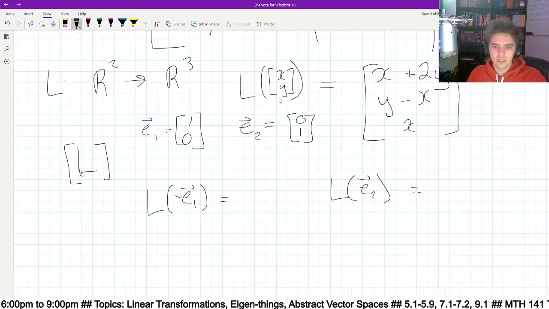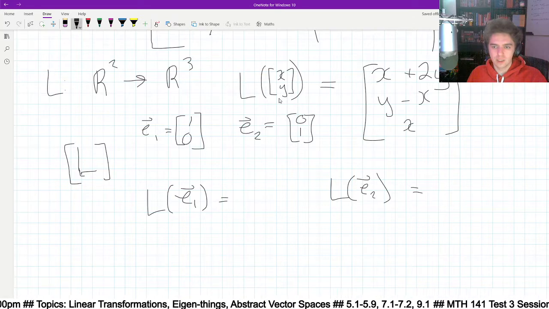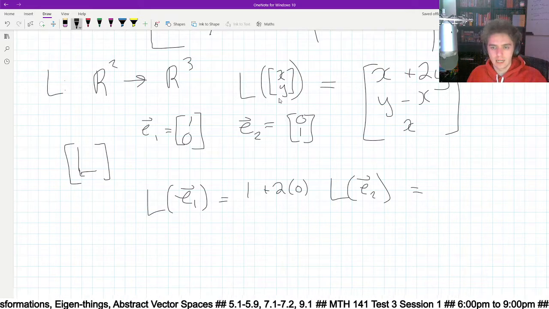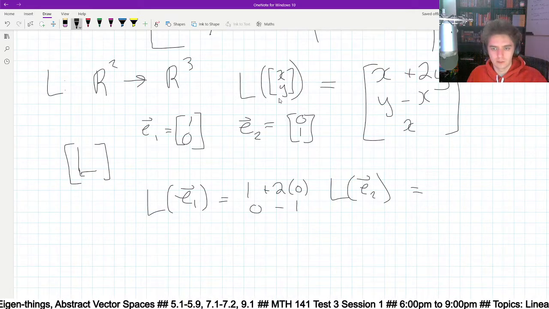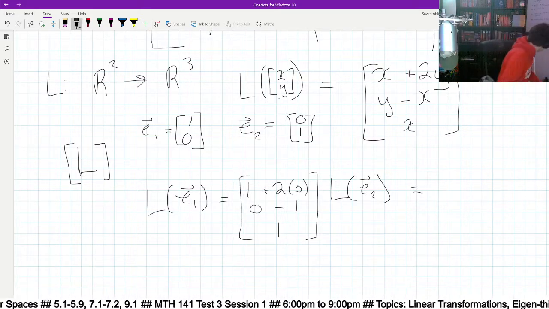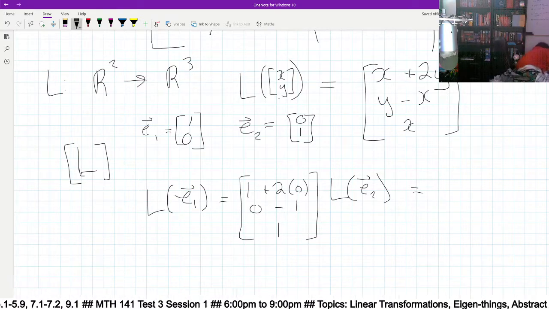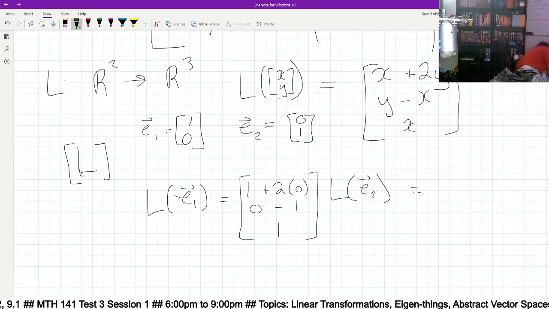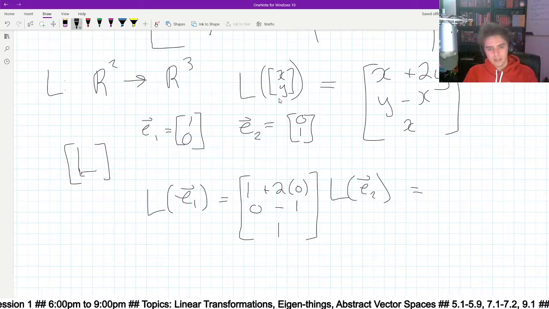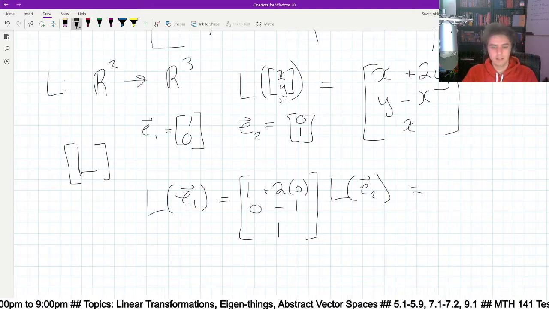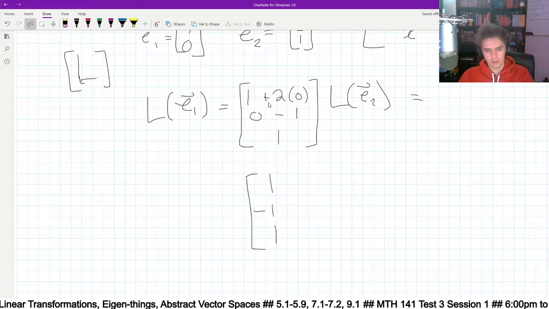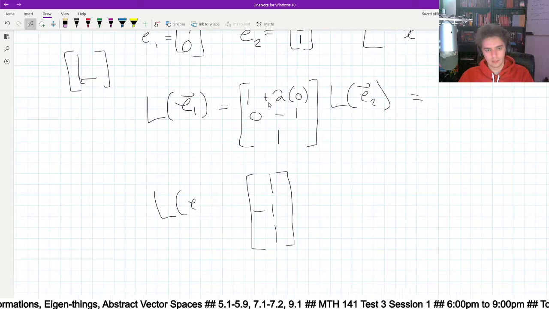So applying this, it's going to be the first entry plus 2 times the second entry, the second entry minus the first entry, and then just the first entry. Boom. So that's what L of E1 is going to be. We can simplify this a little bit. It's going to be (1, negative 1, 1). That's what L of E1 is.